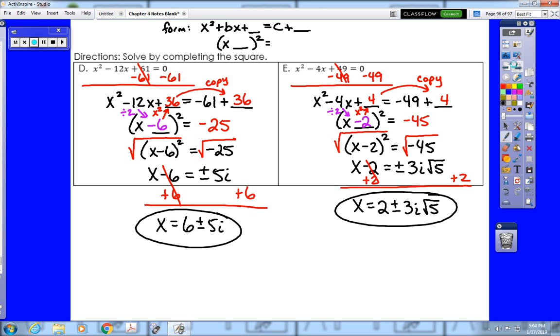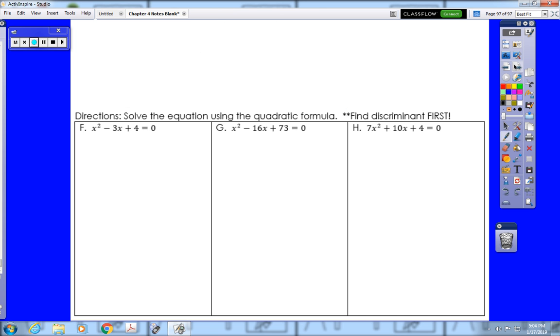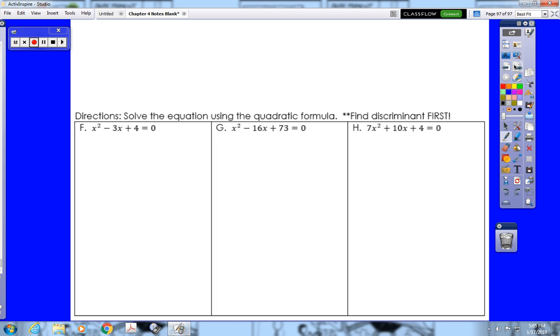The final method we need to review is the quadratic formula. Quadratic formula, we found the discriminant first, was the way that we did it, and we did that for two reasons. We did that to make sure that we kept our mistakes to a minimum, and we did it because the discriminant tells us how many and what type of solutions we're dealing with.